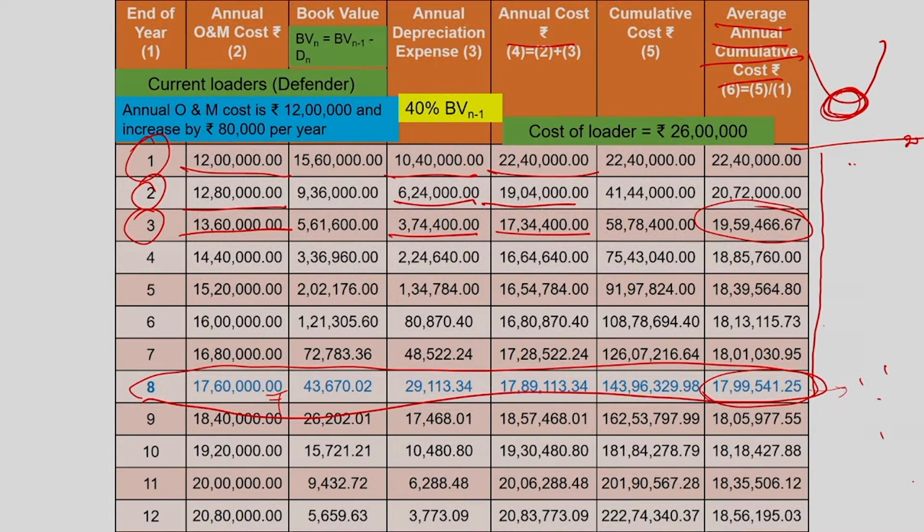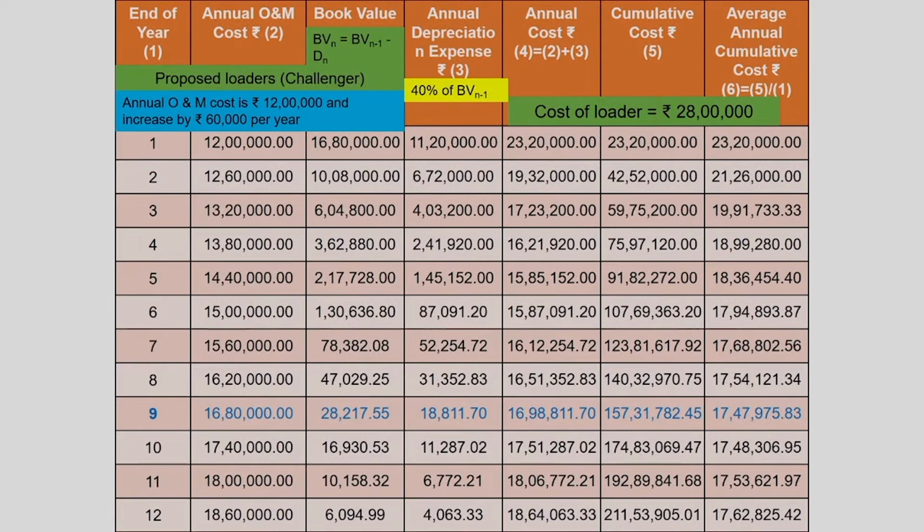Now, let us work it out for the Challenger. We are comparing with a new loader whose cost is 28 lakhs, and as we discussed in the question of this problem, the annual operating and maintenance cost is the same, but it increases by 60,000 per year. In the earlier problem we saw that it increases by 80,000 per year. Here we are using some new technology, because of which you have some reduction in the operating and the maintenance cost.